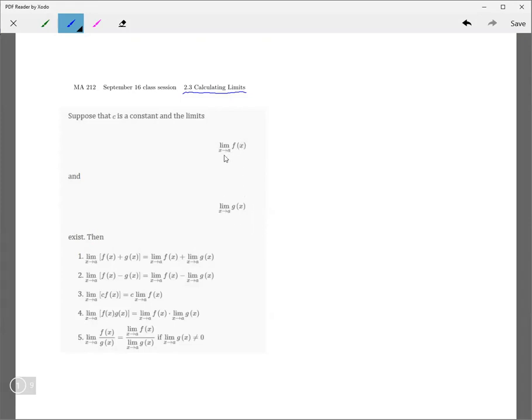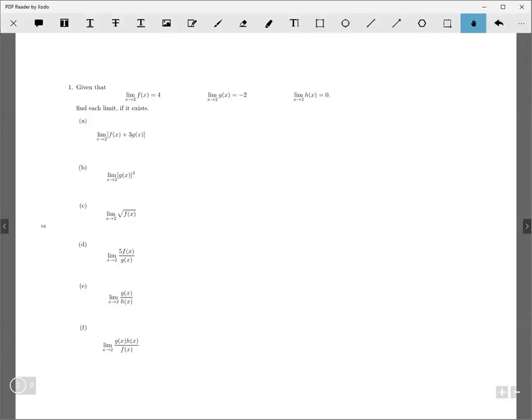For any rational function, just plug in the a to find the limit, unless plugging in the a gives you a 0 in the denominator. And then there's a few ways that you need to do to handle that. Okay, so let's go and get through some exercises here. So this first one is just straightforward application of the rules that we saw on the other page.